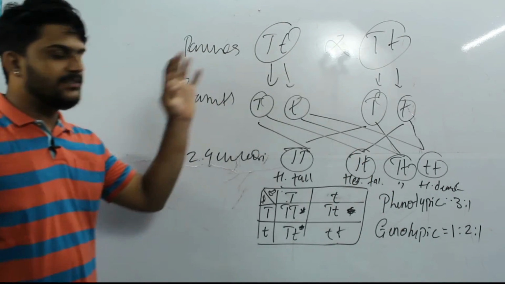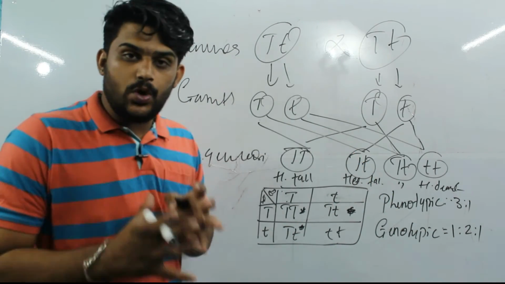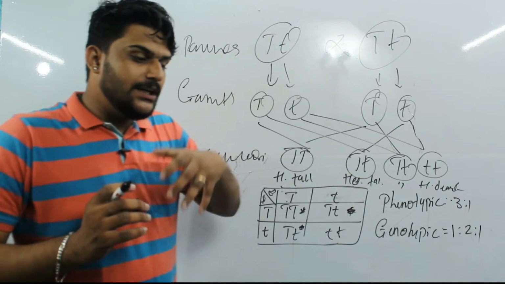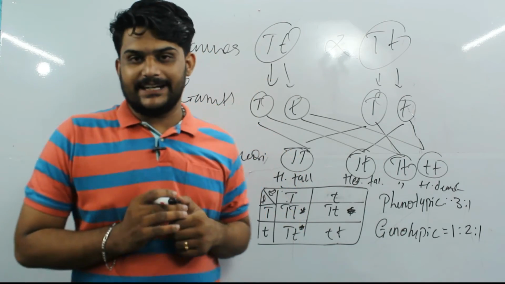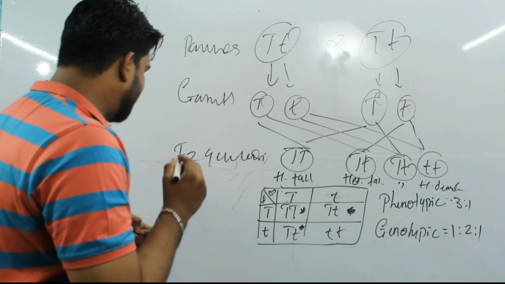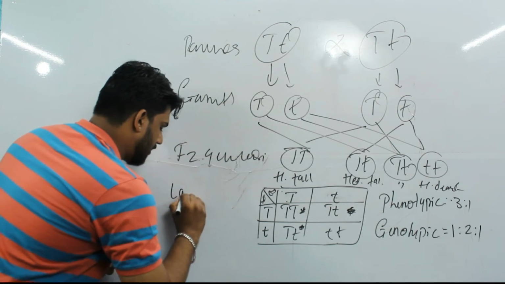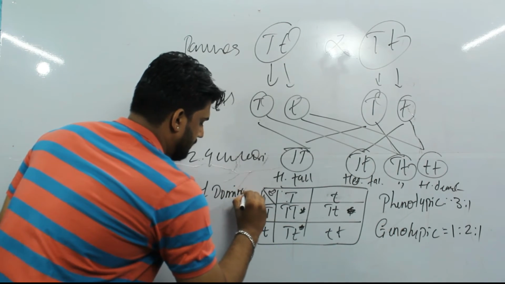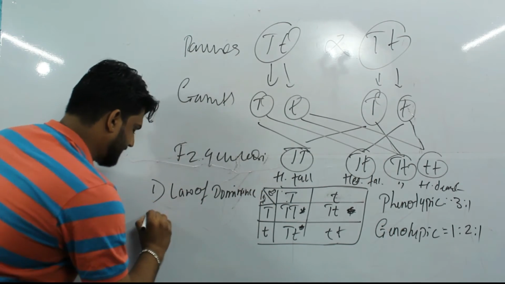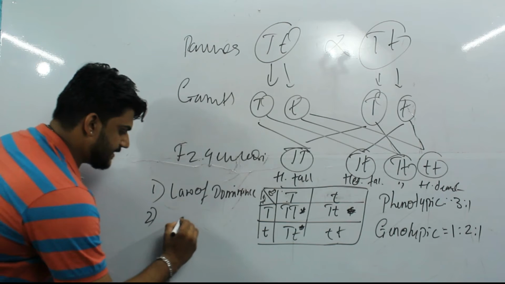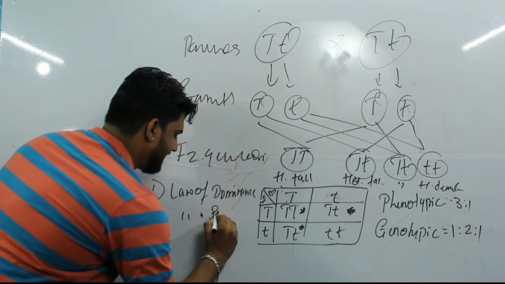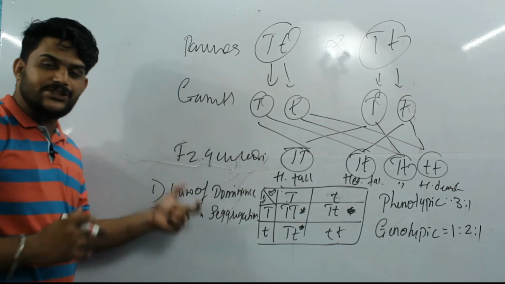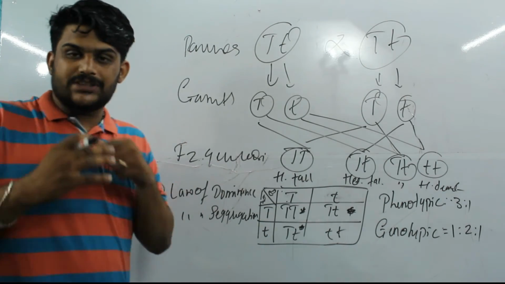From this particular experiment, what did he get? He got two different kinds of laws. He actually proposed two laws: the law of dominance, and the second one is the law of segregation. So what do these two laws state?